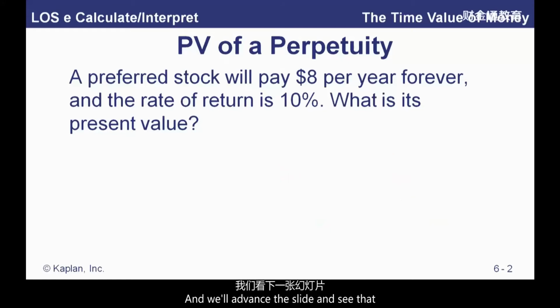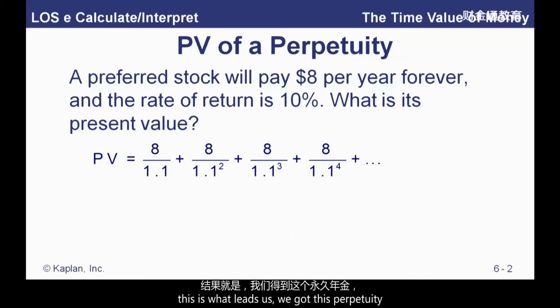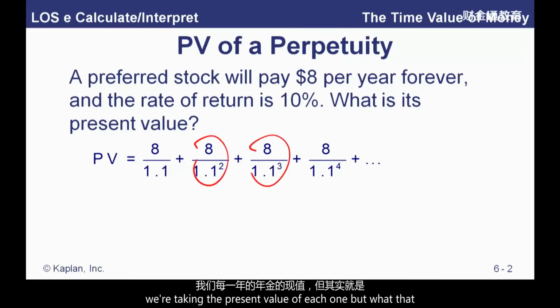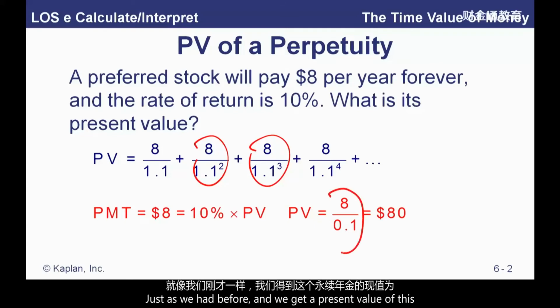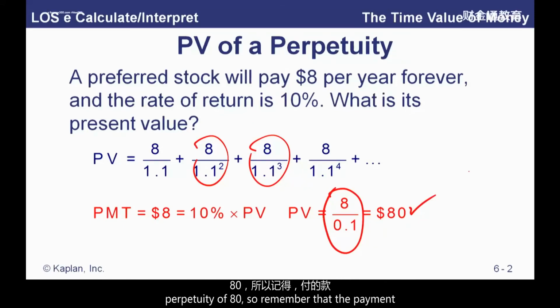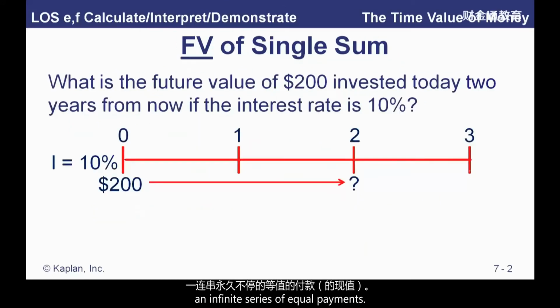And we'll advance the slide and see that this is what leads us. We've got this perpetuity that goes on forever. We're taking the present value of each one, but what that comes down to is this formula that says that the present value of that is just the payment over the interest rate, just as we had before, and we get a present value of this perpetuity of 80. So remember that. The payment divided by the appropriate discount rate or interest rate is the present value of a perpetuity, an infinite series of equal payments.